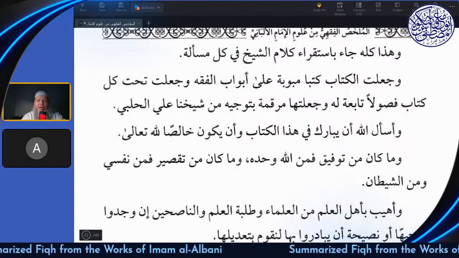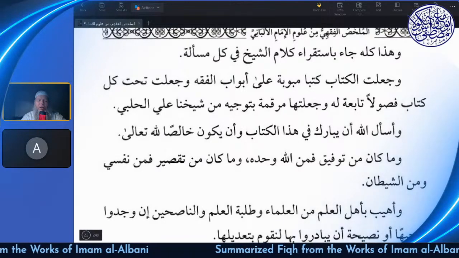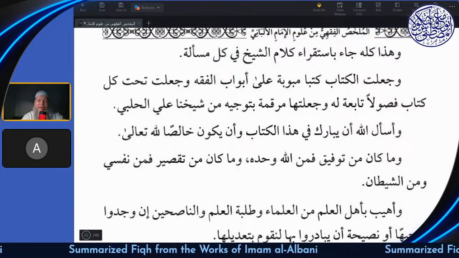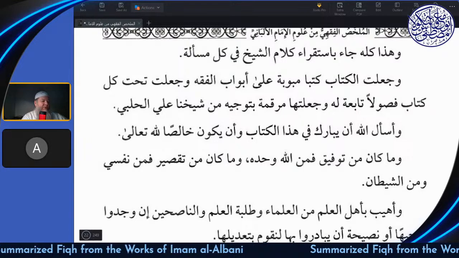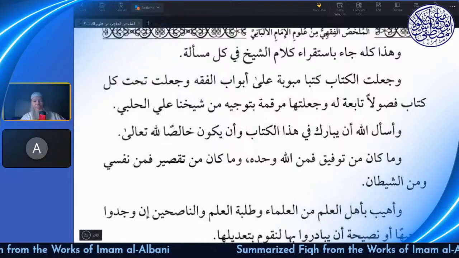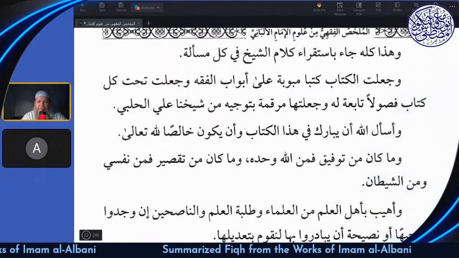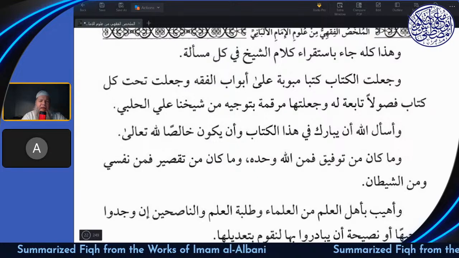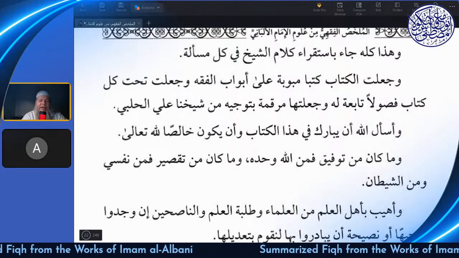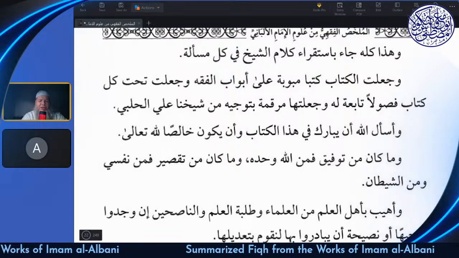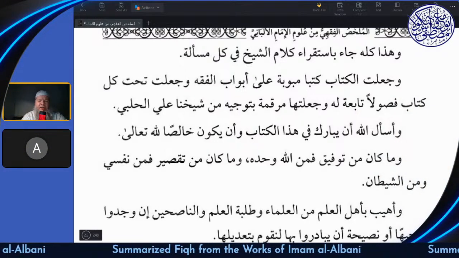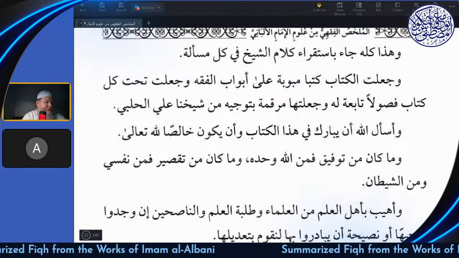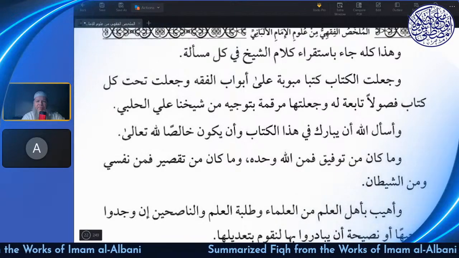And I made it numbered. I numbered these chapters. I didn't number the books, but I numbered the chapters, with direction or advice from our Shaykh Ali al-Halabi. So here Ali al-Halabi is the one who also told him to number the sections.